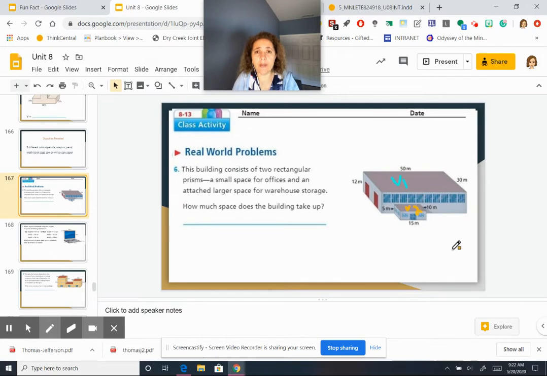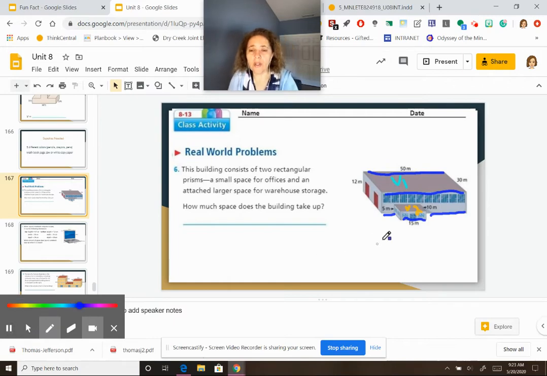Okay, if you said label all your lengths, all your widths, and all your heights, you'd be correct. So go ahead and label all your lengths and then come back to me and then we will compare. And I'm going to use blue because I've been using blue for all my lengths.